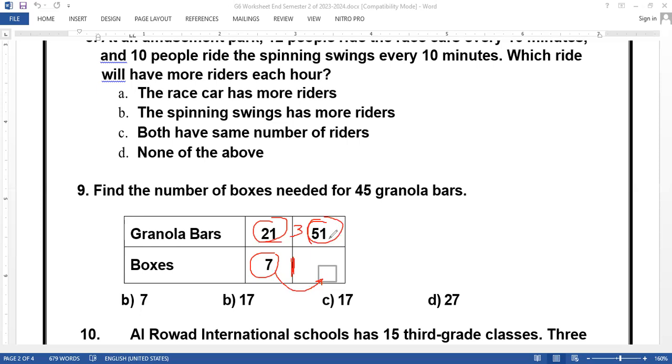So we divide by 3 if we want to know how many boxes to fill to put in 51 bars. We divide 51 by 3 because they are rated by 3. 51 divided by 3 equals 17. B or C, same answer, 17. Let's make sure: 7 times 3 is 21, 17 times 3 is 51.